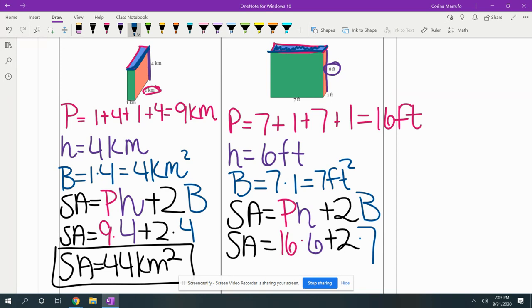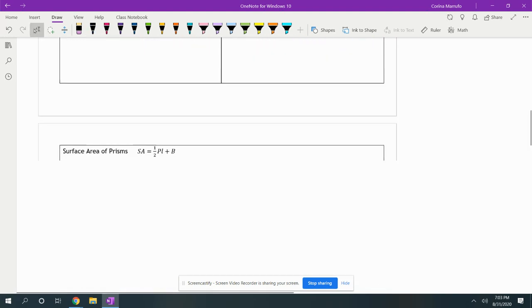And that gives us, for the surface area, 110. And then our units are feet squared. And that's it. Okay, so let's look at our next one.